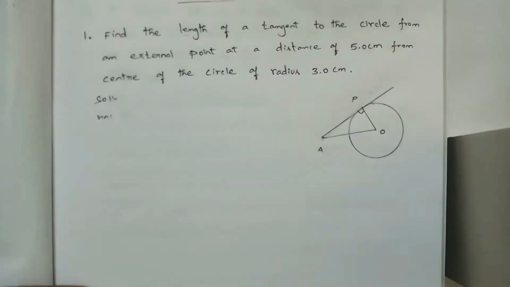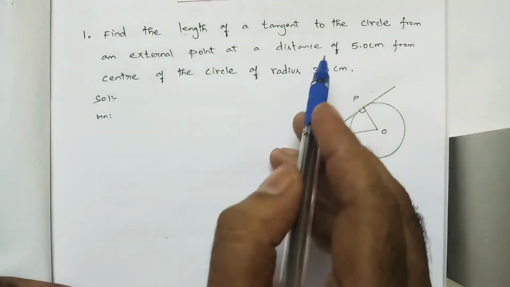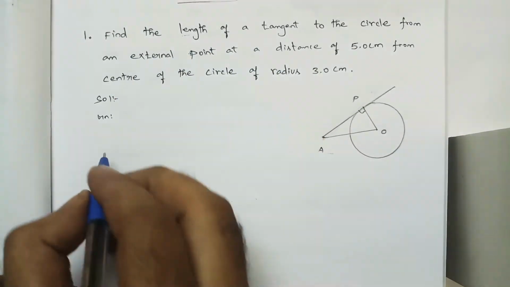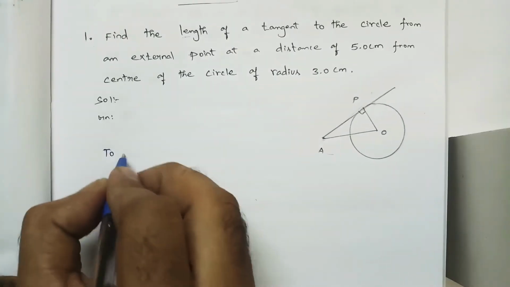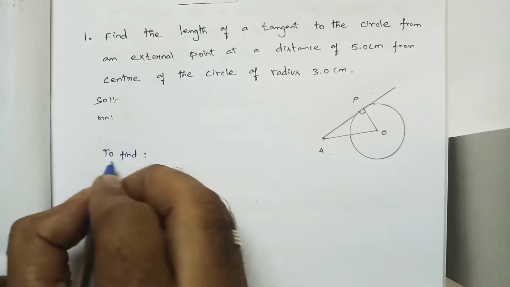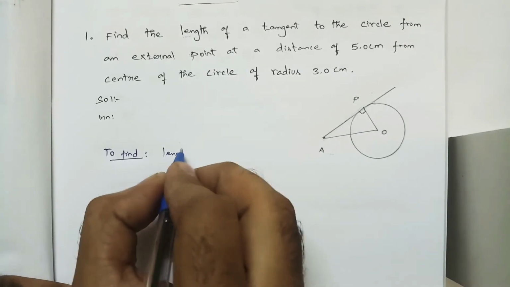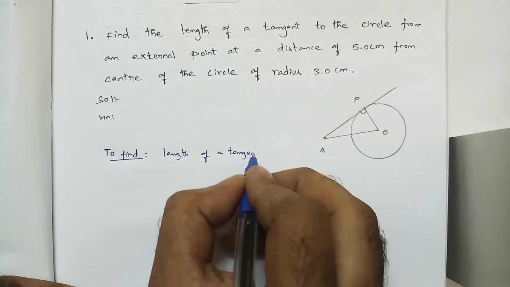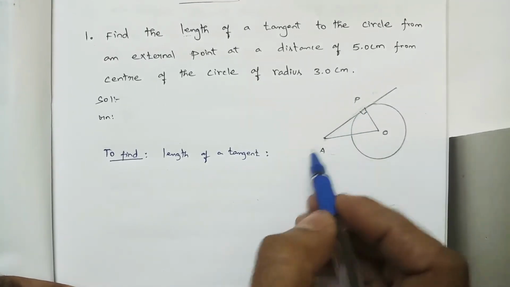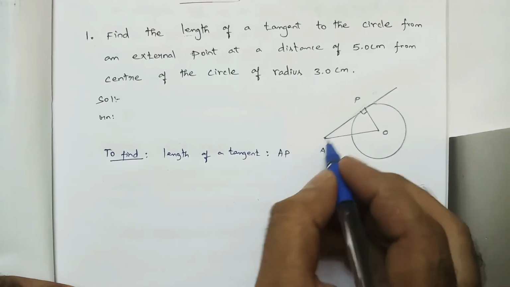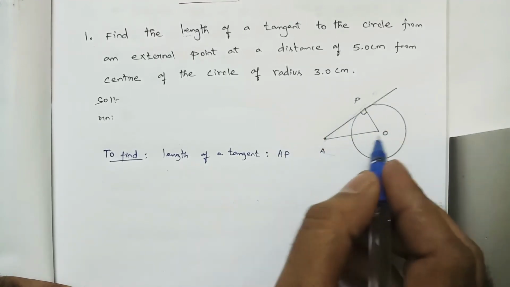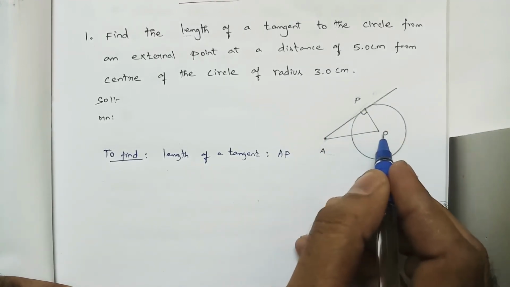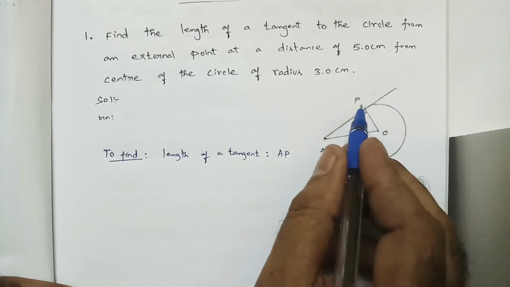First write the given. What are the givens we are having? See that, find the length of the tangent. What we want to find is the length of the tangent, that is AP. AP is the length of a tangent. OA is the distance between the center point and the external point. OP is the radius.